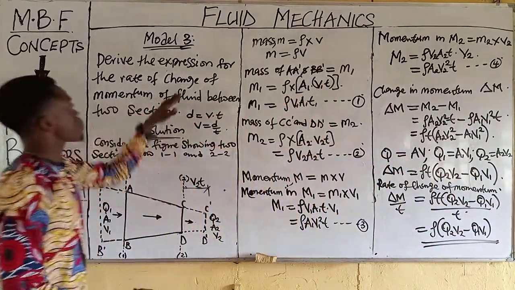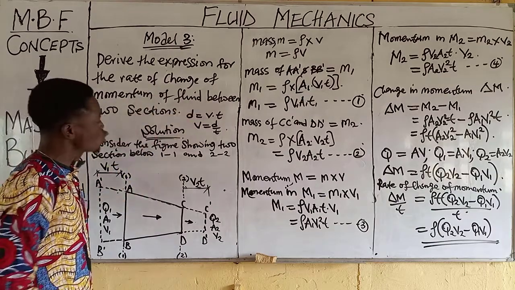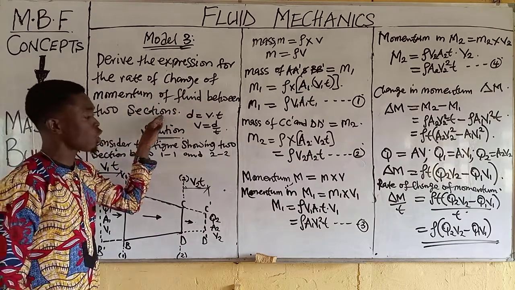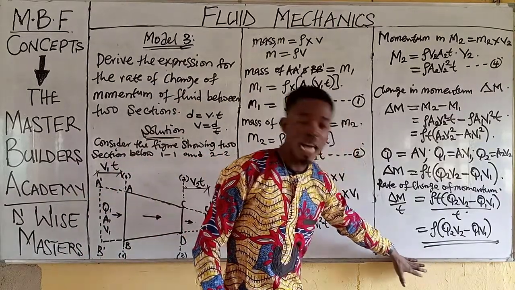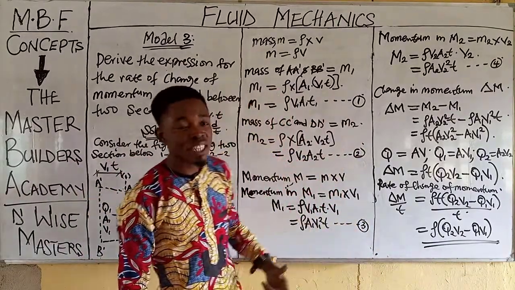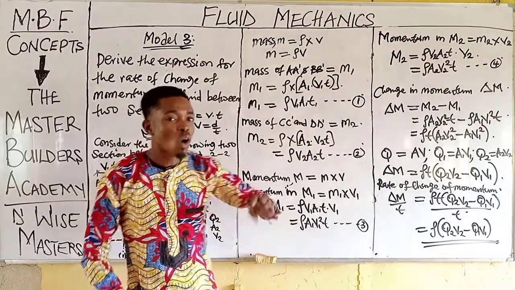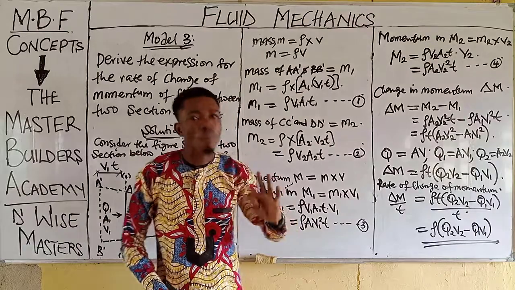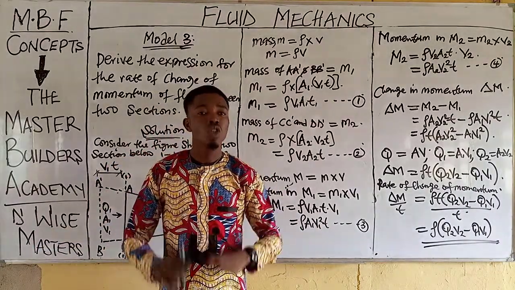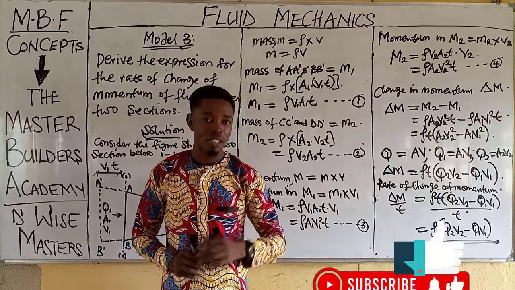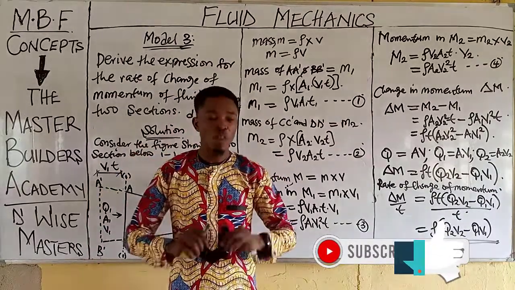So, the expression for the rate of change of momentum of a fluid between 2 points or 2 sections is what we just obtained as this. So, like I said before, the first thing you always need to understand is principles. When you understand principles, you become a principal. And when you understand boundary conditions, you will not overstep your boundaries. We have successfully proven equation 3 for this lesson.